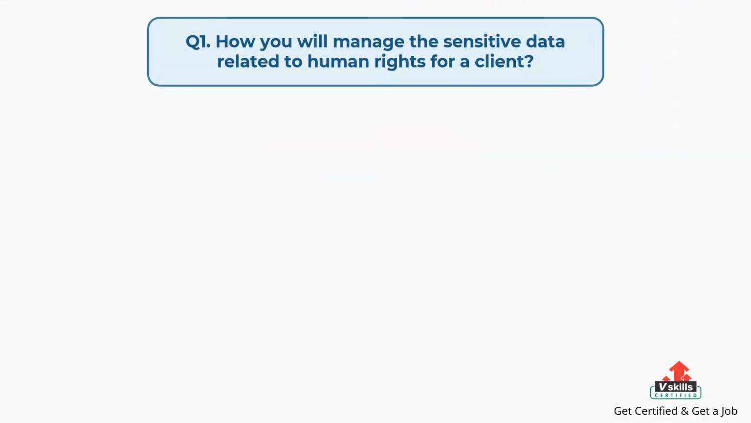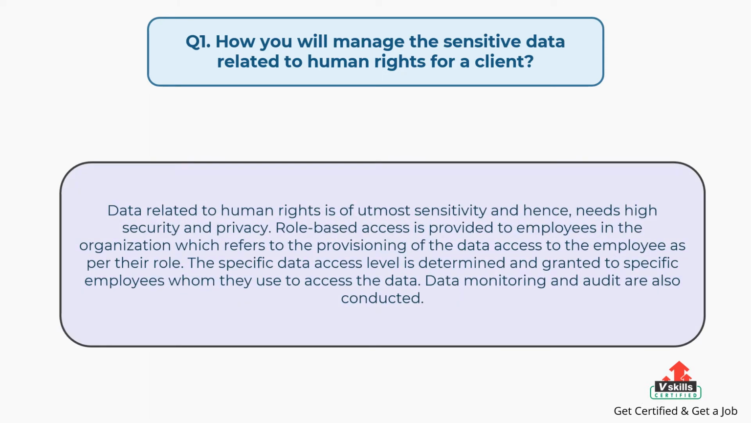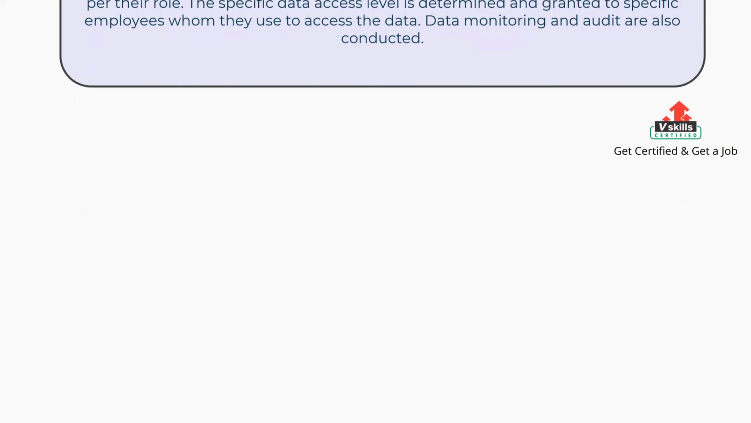How will you manage the sensitive data related to human rights for a client? The answer is: data related to human rights is of utmost sensitivity and hence needs high security and privacy. Role-based access is provided to employees in the organization, which refers to the provisioning of data access to the employee as per their role. The specific data access level is determined and granted to specific employees who use it to access the data. Data monitoring and audit are also conducted.